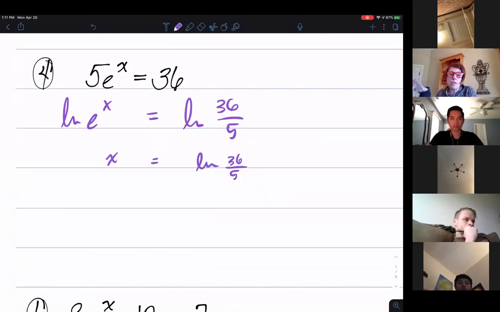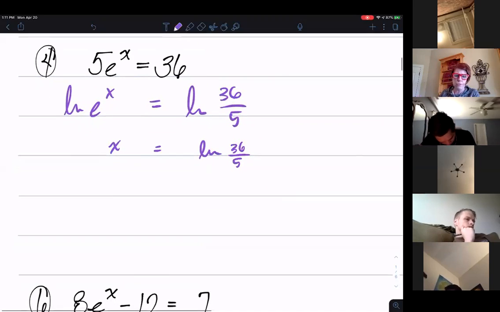I would say you need to follow the directions on WebAssign. If your directions say something about approximating, put it in your calculator. If the directions don't say anything about approximating, you can leave the answer as is. So just pay attention to what it says as far as the directions are concerned.